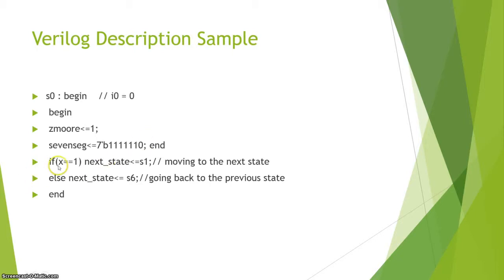And then I use if-else statements. When the input is high, the sequence is going to move to the next state, which is state 1. Otherwise, when the input is low, it will go backward, which means from 0 it goes to the highest number of the series. My series starts at 6 right here because I just work on 1 digit.